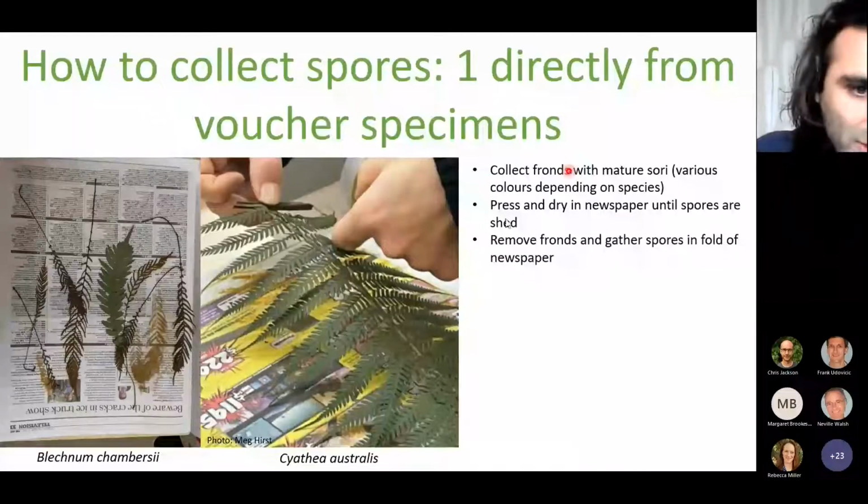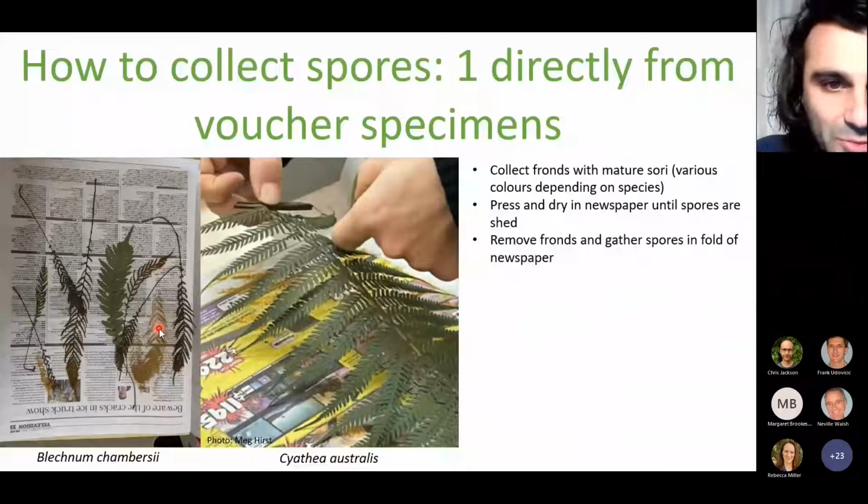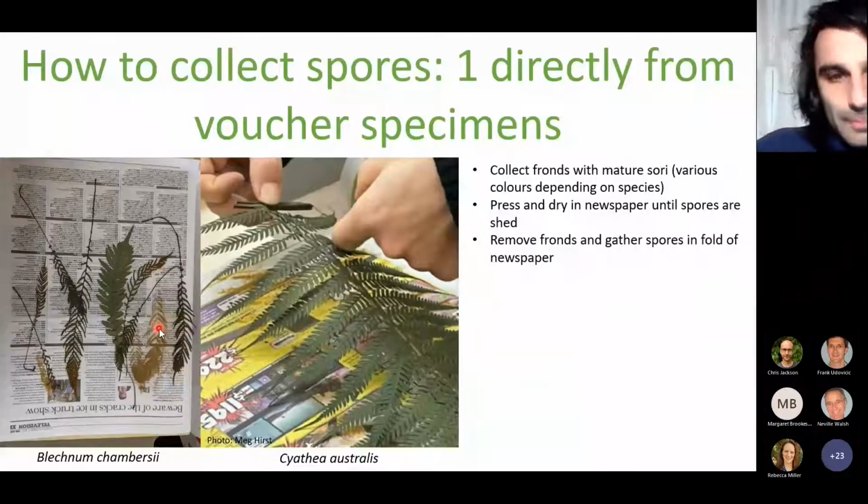So when the spores do get dropped on the newspaper, then you can just collect them by folding the newspaper up and then flicking that newspaper until they all gather in the seam of the fold of the newspaper.